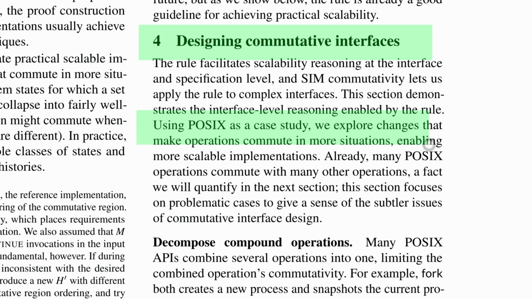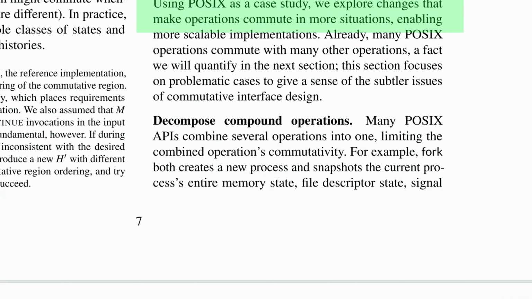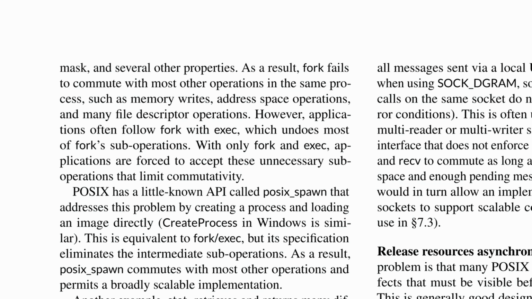The authors over here look at POSIX, or the Unix system call API. One common source of bottlenecks is highly composite operations. So we should decompose large compound operations. The classic example of this is fork, because it creates a new process but also clones the existing one. And because it recreates so much state, fork does not commute with most other operations.